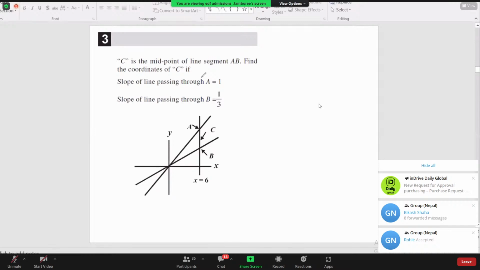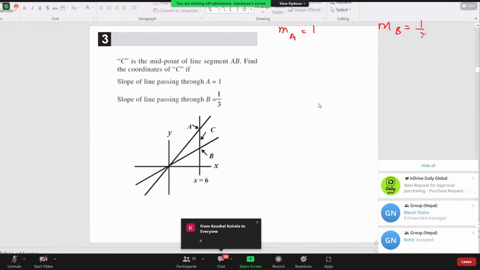Okay, guys, let's begin. It says C is the midpoint of the line segment AB. Find the coordinates of C if the slope of the line passing through A is 1, and the slope of the line passing through B is 1 by 3.